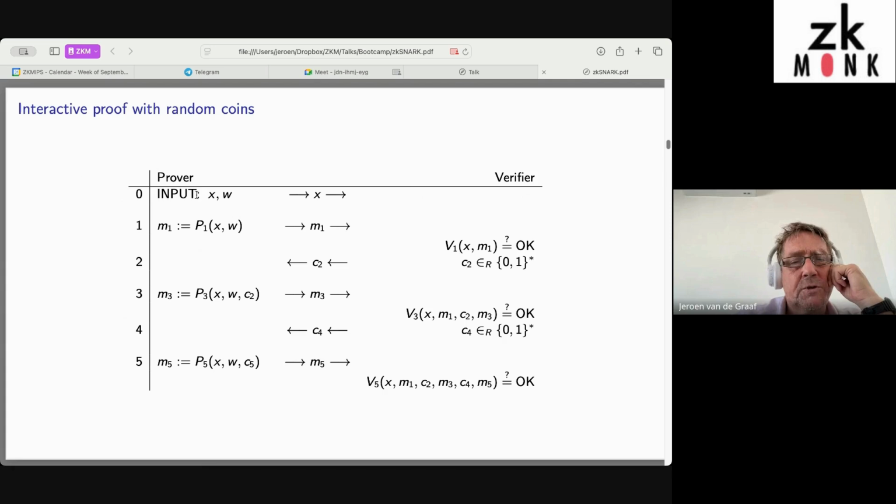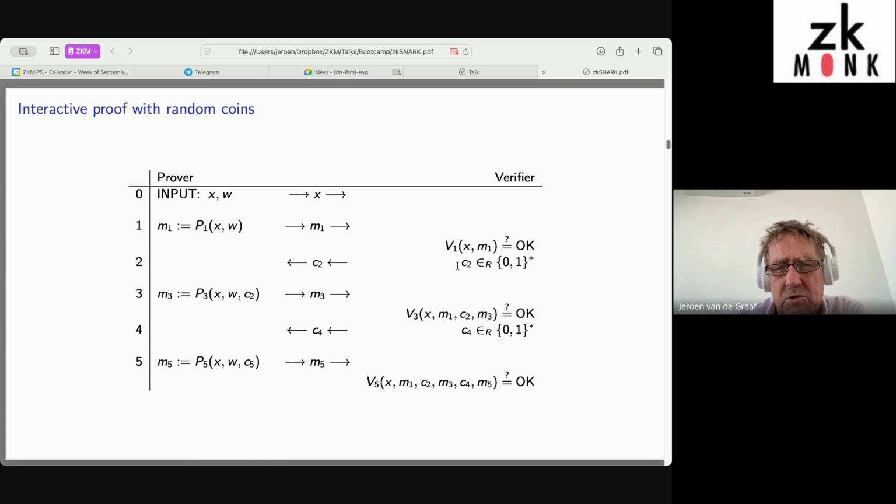So we have some common inputs, X, and in this case, W now is secret. And so, the input both parties know is X. Now, in the first step, the prover is going to send a message, which is of course some function of X and W, and is going to send this message to the verifier. And then the verifier is going to check if it accepts it.